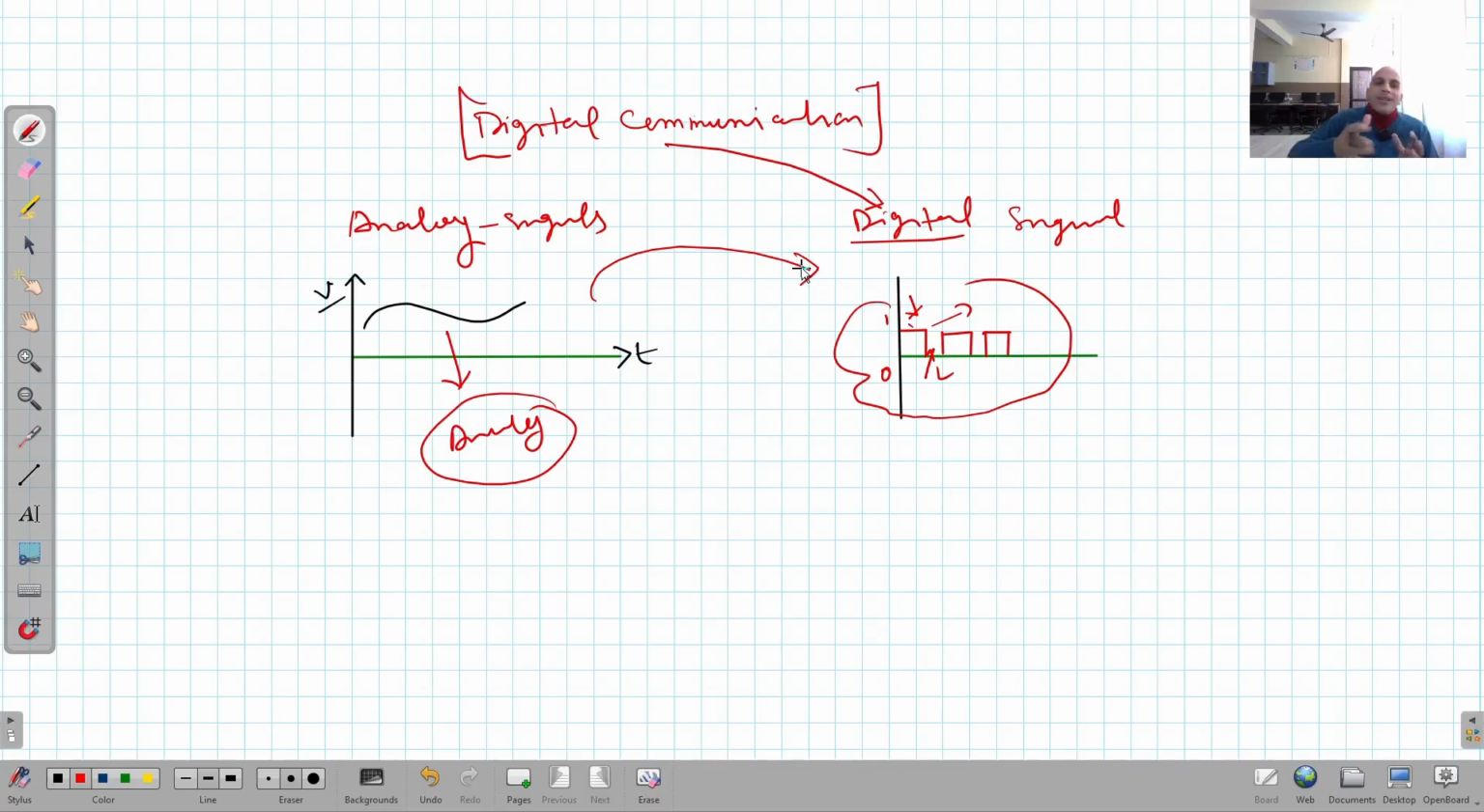Why are we not relying on the analog format? You know very well that in the previous technologies, we were totally dependent on analog signals for communication purposes. But it has several drawbacks, several disadvantages. So with the passage of time, we have developed digital systems.